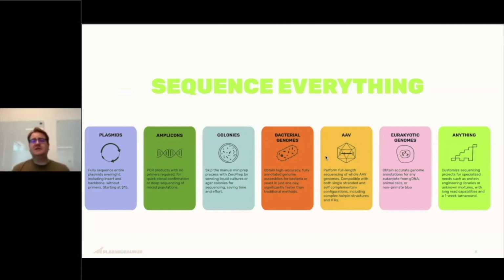So we really do try to sequence everything. Even though we started out with plasmids, and that's still by far our most popular service, we've expanded to sequencing PCR amplicons. For the cloners out there, we can allow you to skip the mini prep step and send us colonies directly, where we can extract the plasmid and sequence it as if it was a purified sample. We also offer bacterial genome and eukaryotic genome sequencing, as well as a highly adaptable custom service. So if you have a sample that is amenable to Oxford Nanopore chemistry, we can accommodate it and sequence it.